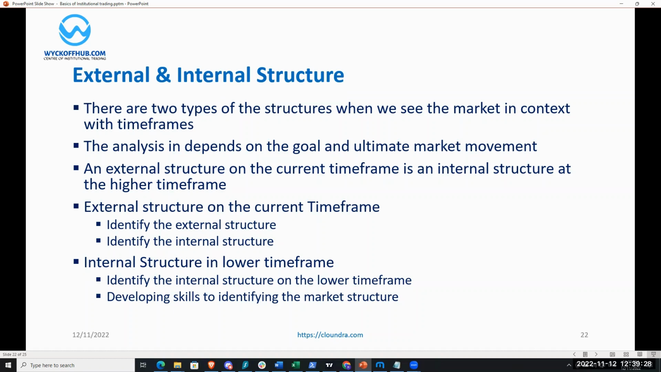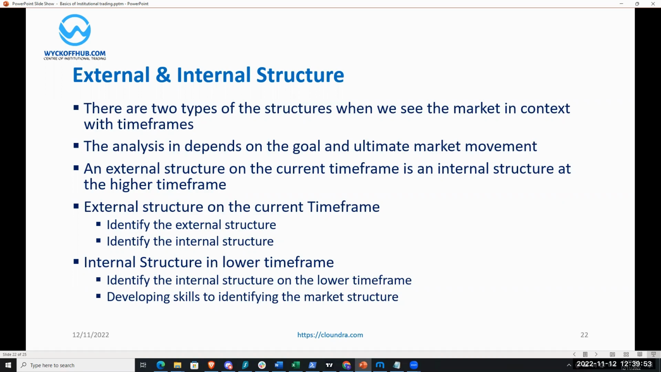Right. An external structure on the current time frame is an internal structure at the higher time frame. For example, whatever you see in the current market prices on the 4-hour time frame may be just a small part of a bigger activity which is happening at the daily time frame. So that's why it's very important to understand.